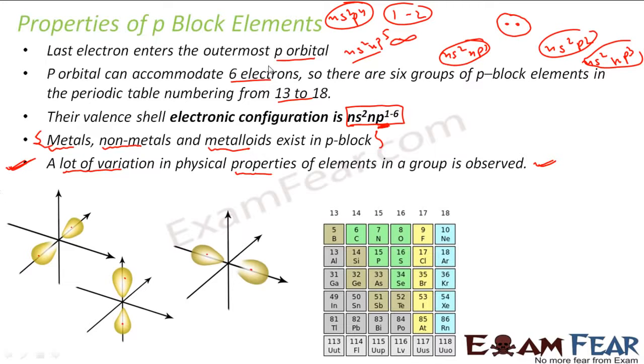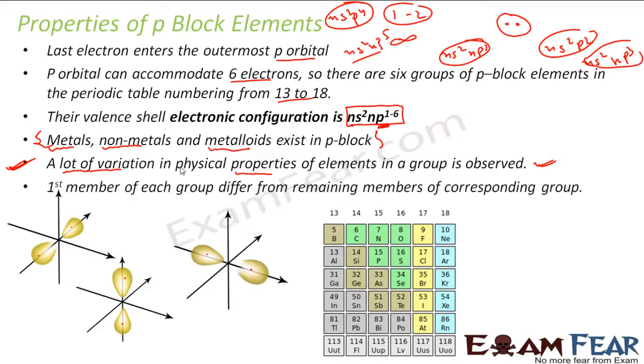It's called p block because the last electron enters the p orbitals. In p orbitals we can accommodate a maximum of 6 electrons, so there are 6 groups, 13 to 18. The general configuration is ns2 np1 to 6. And the best part of this group is that metals, non-metals, and metalloids all exist together, and there is a lot of variation in the physical and chemical properties observed in this group.